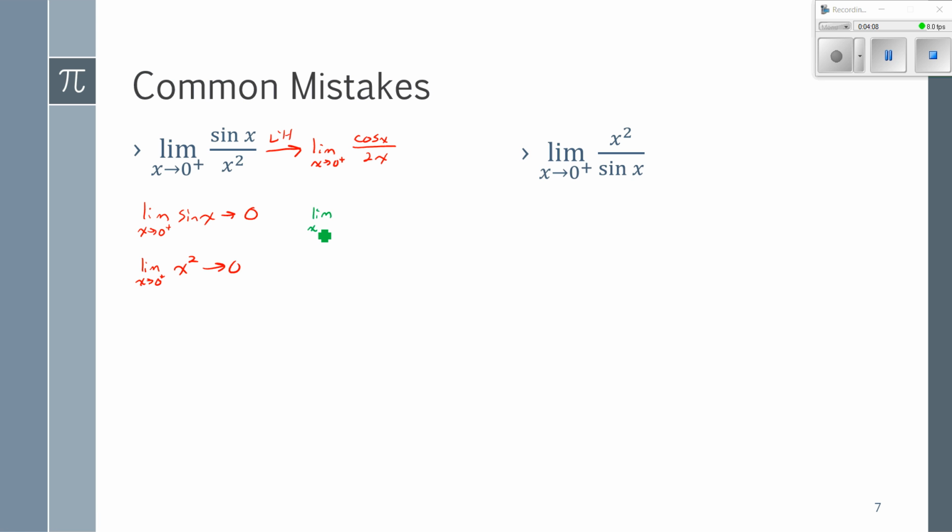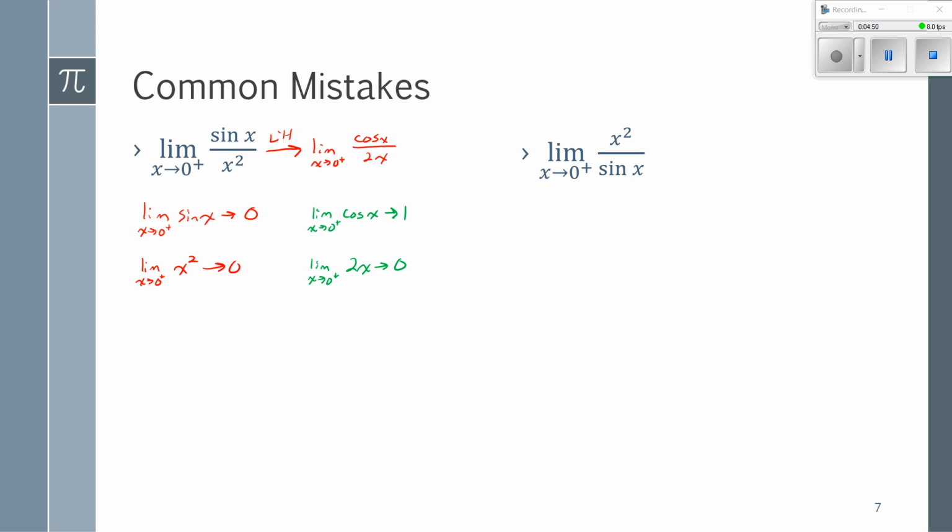If I plug 0 into the numerator, that gives me 1. If I plug 0 into the denominator, I get 0. Well, that doesn't work. I cannot do 1 divided by 0. Now the mistake here is people say, okay, I'm going to do L'Hopital's rule again, but I can't. 1 over 0 is not an indeterminate form that we're allowed to use L'Hopital's rule on. I can only do L'Hopital's rule for 0 over 0 or plus or minus infinity over infinity.